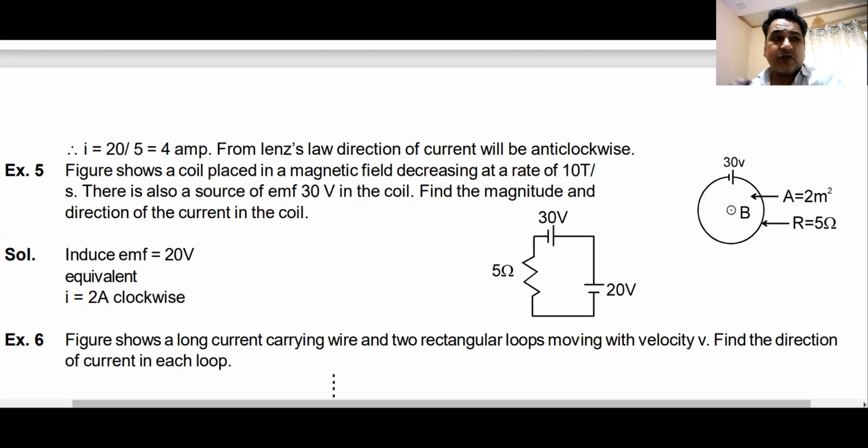Now to create anti-clockwise current, the battery should be placed in that manner in which it is put. Yes or no? Yes, sir. So this battery is actually opposing the original battery. So the net EMF becomes 10 volt and you have 2 ampere current moving clockwise. Got it? Yes, sir, got it. Well done.